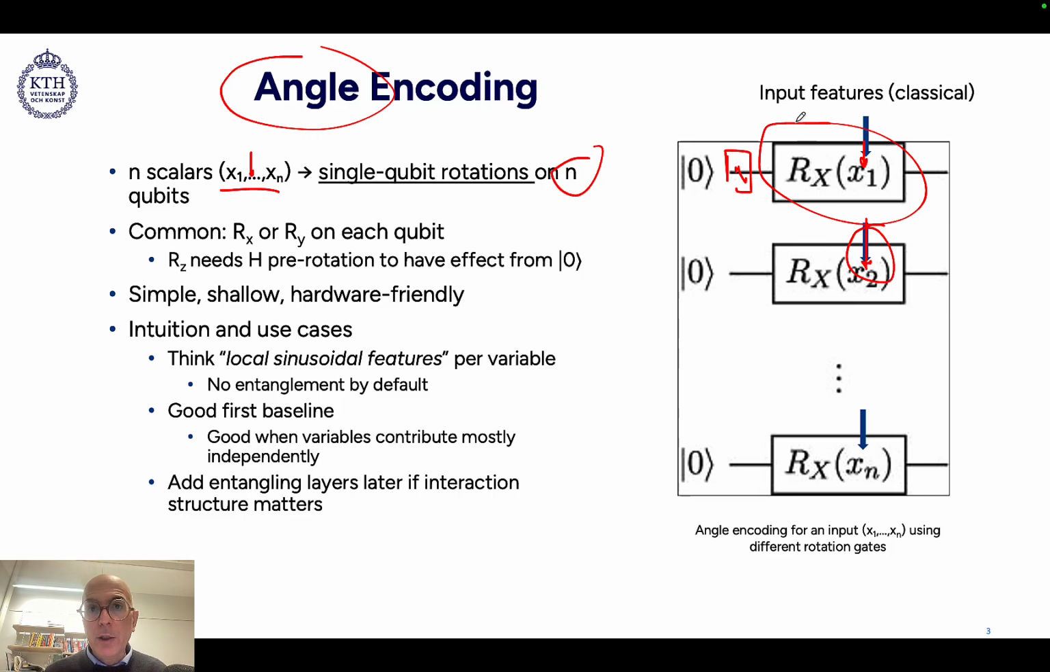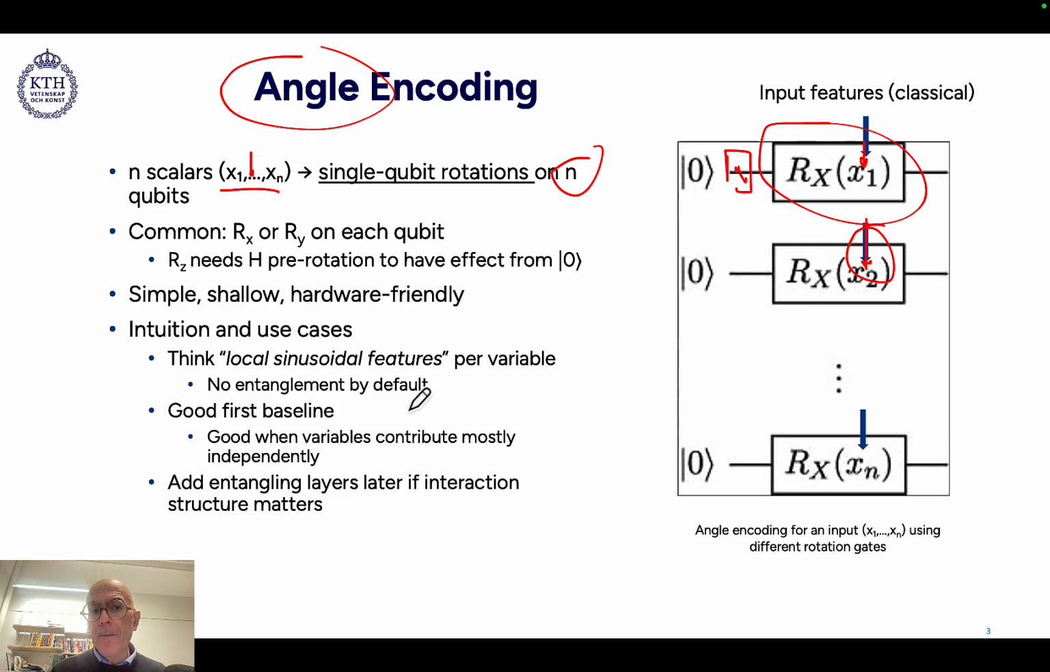There is no entanglement by default. So there is no control NOT operation. There is no control operation connecting different qubits. So entanglement cannot be realized. However, we can include some additional control gates in order to include some entanglement. This is typically a very good first baseline when we start with feature maps, and is very good when variables contribute mostly independently. So there is no correlation between different features in our dataset.